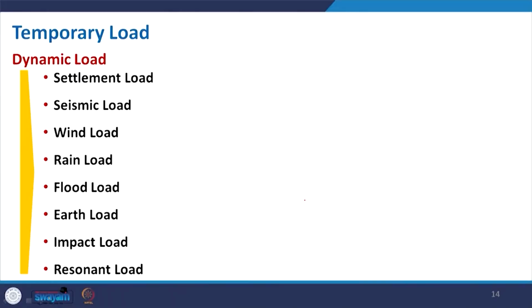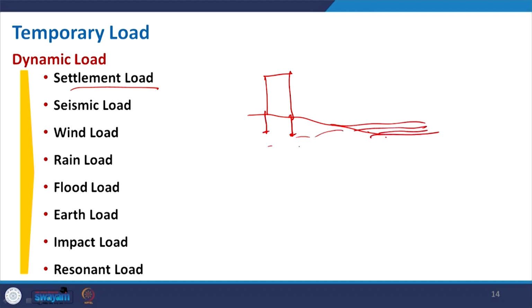Now, come to the dynamic load. There are lots of loads in this category, so we will discuss them one by one. Settlement load I already mentioned. What exactly is it? Say for example, your building is here and you have this foundation, and this area has some water body and groundwater table. Sometimes this particular land sinks a little bit down.